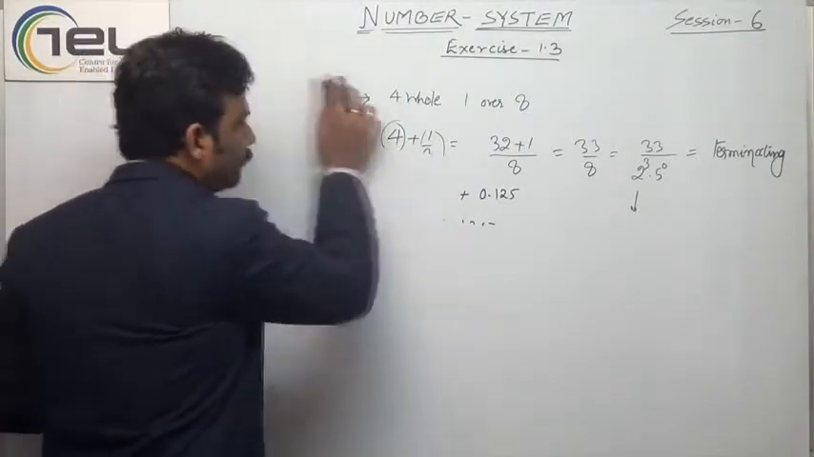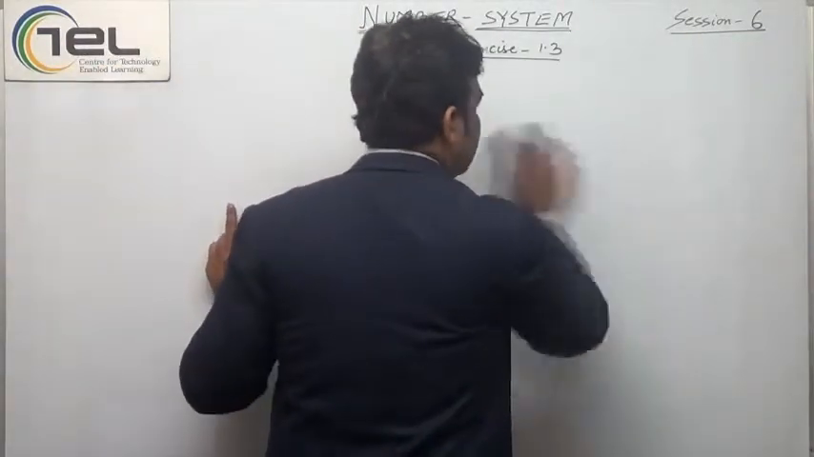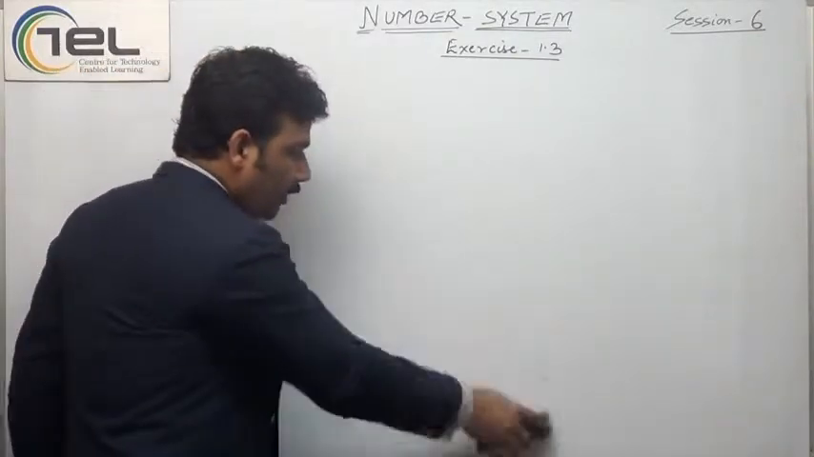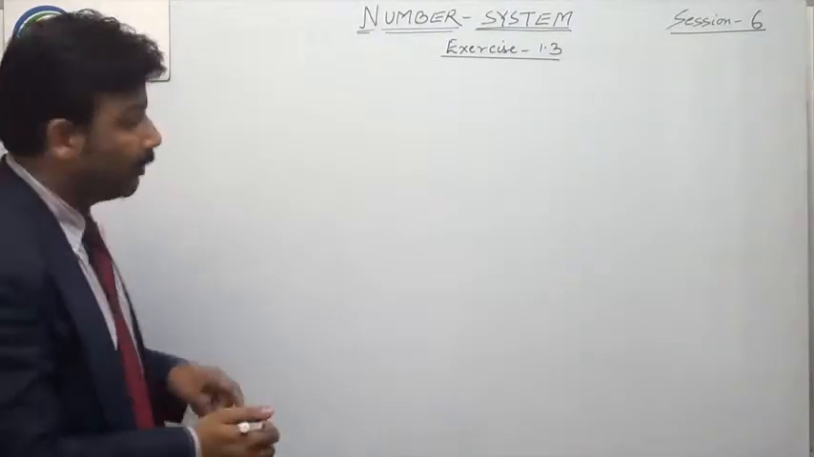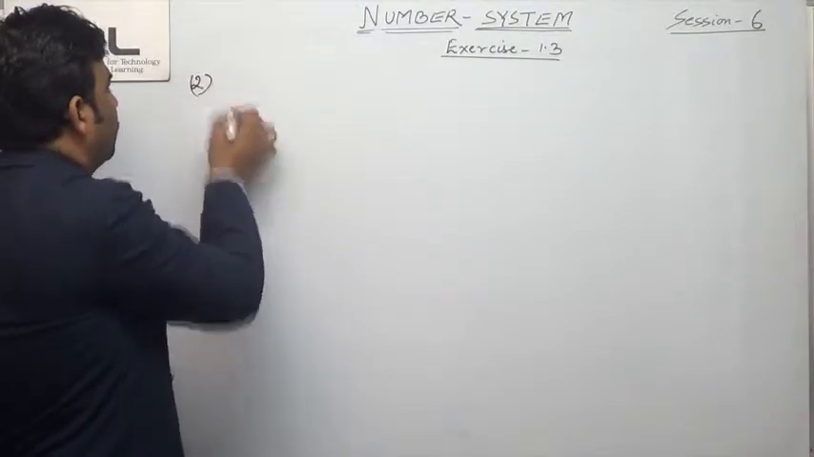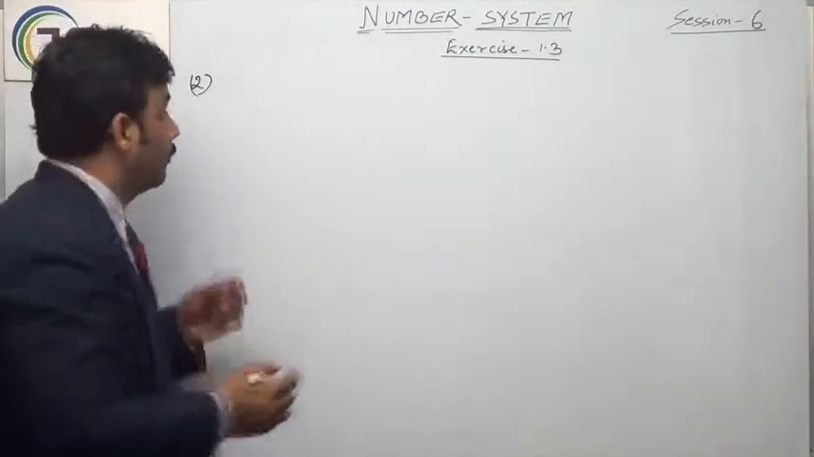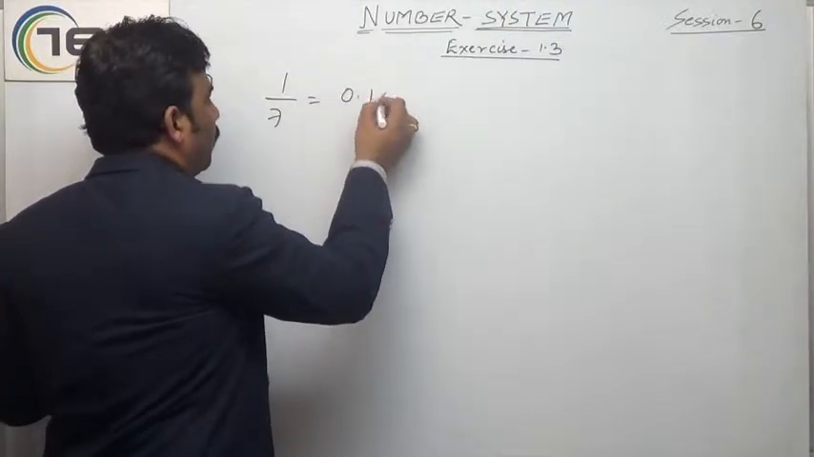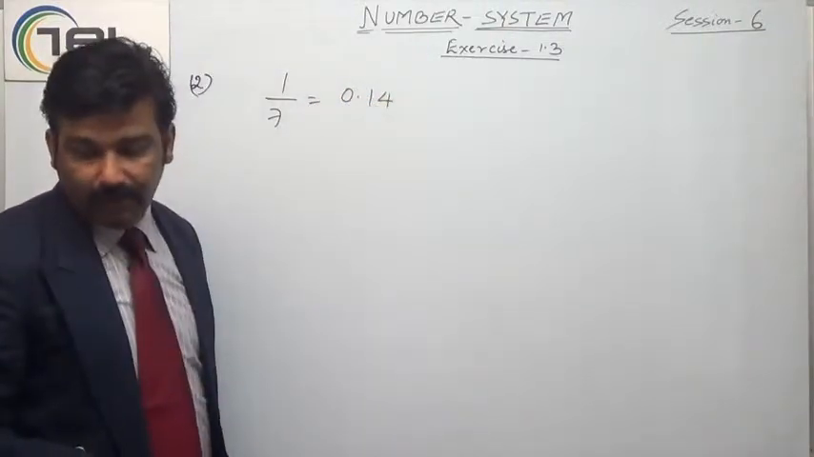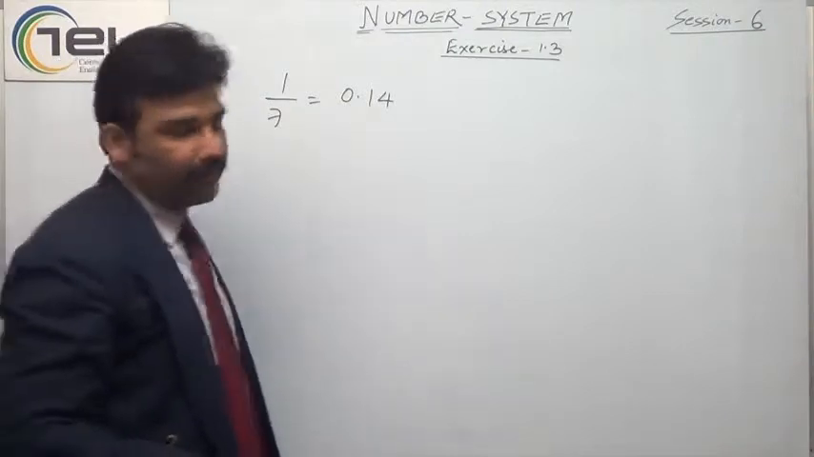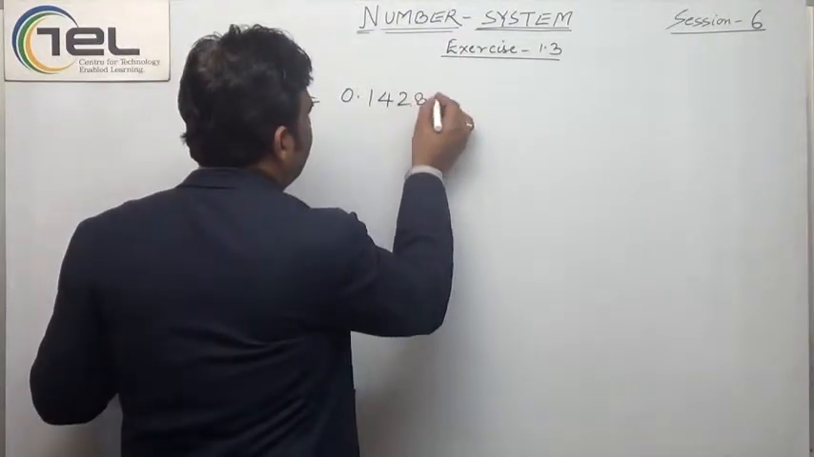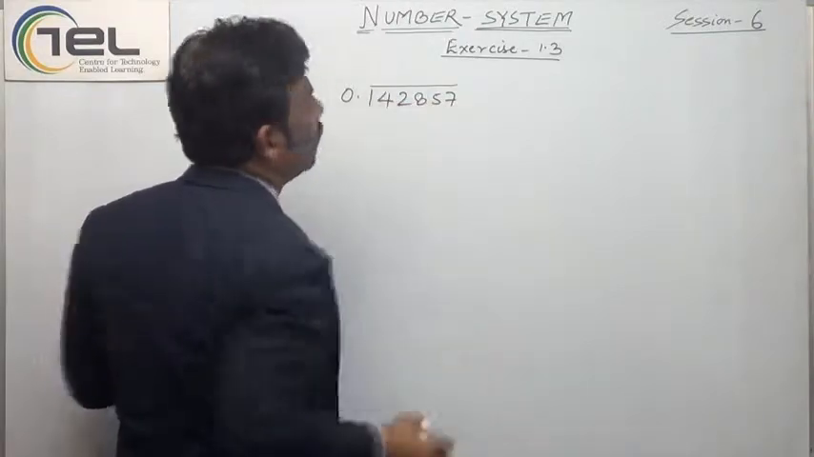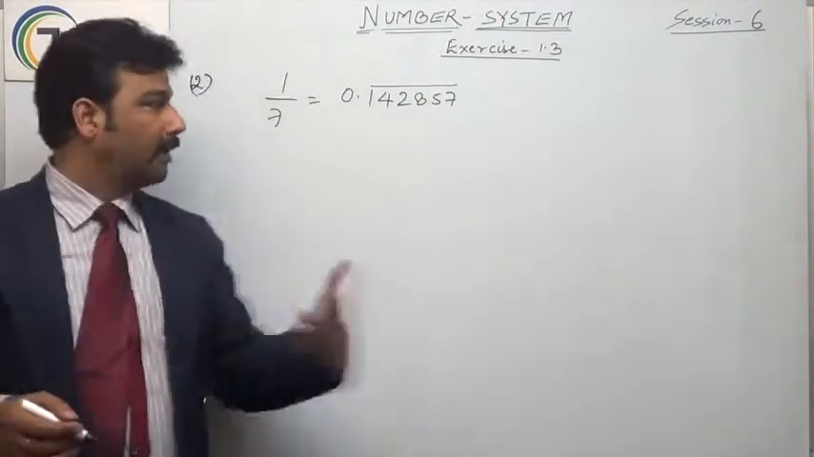Question number 2 is a very good question. Something is given here: 1 by 7 is 0.142857 bar, repeated again and again.